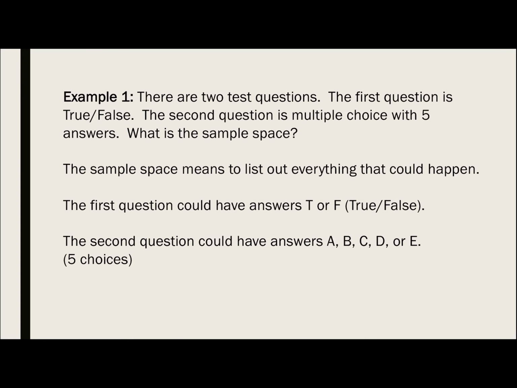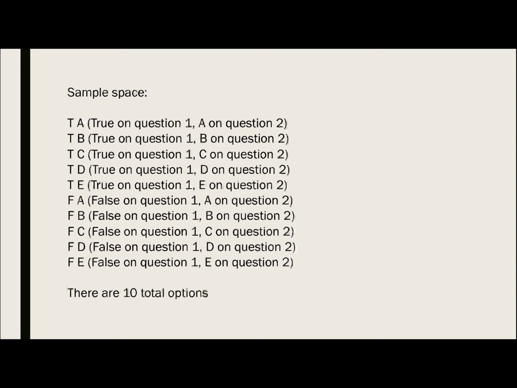Example 1. There are two test questions. The first is true-false. The second is multiple choice with 5 answers. What is the sample space? The sample space means to list out everything that could happen. The first question could have answers T or F, true or false. The second question could have answers A, B, C, D, or E, 5 choices. The sample space: TA, TB, all the way down. TA represents true on question 1, A on question 2. There are 10 total options here.